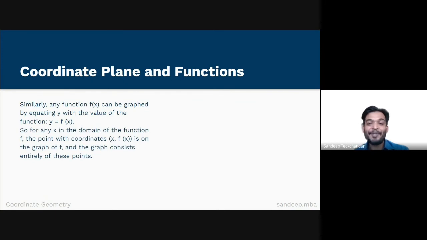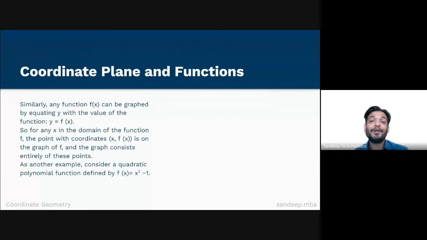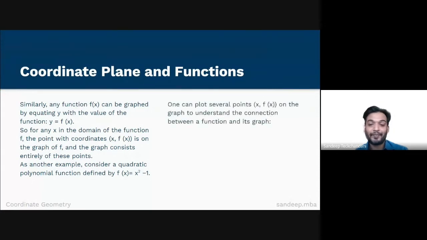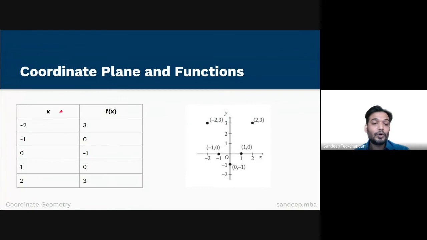As another example, consider a quadratic polynomial function defined by f of x is equals to x square minus 1. One can plot several points x comma f of x on the graph to understand the connection between a function and its graph. So I have taken some values of x arbitrarily. The values of x are -2, -1, 0, 1 and 2. And the corresponding values of f of x are 3, 0, -1, 0 and 3 respectively.